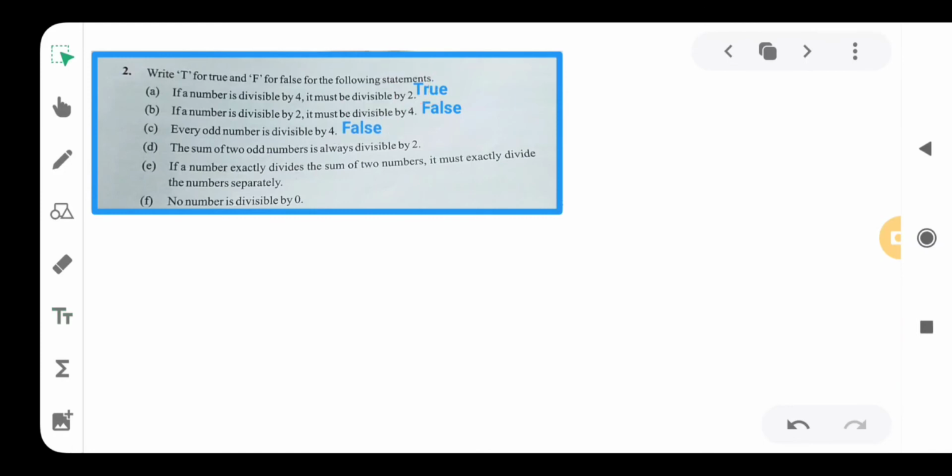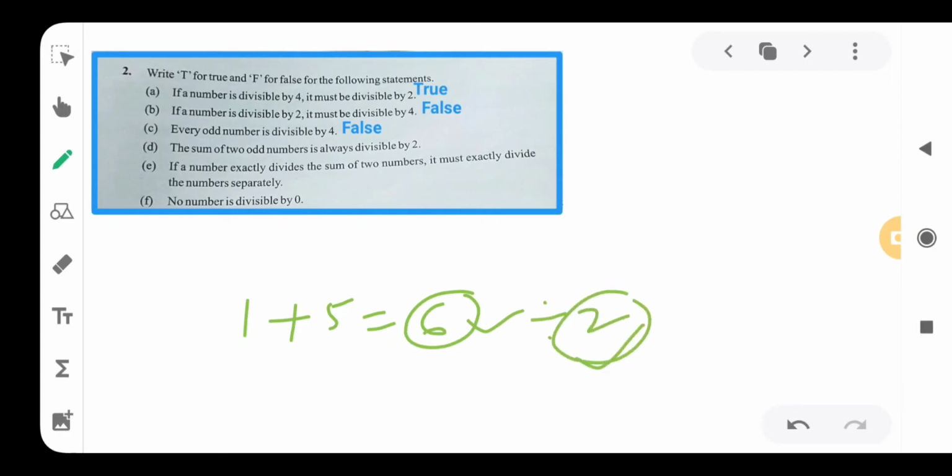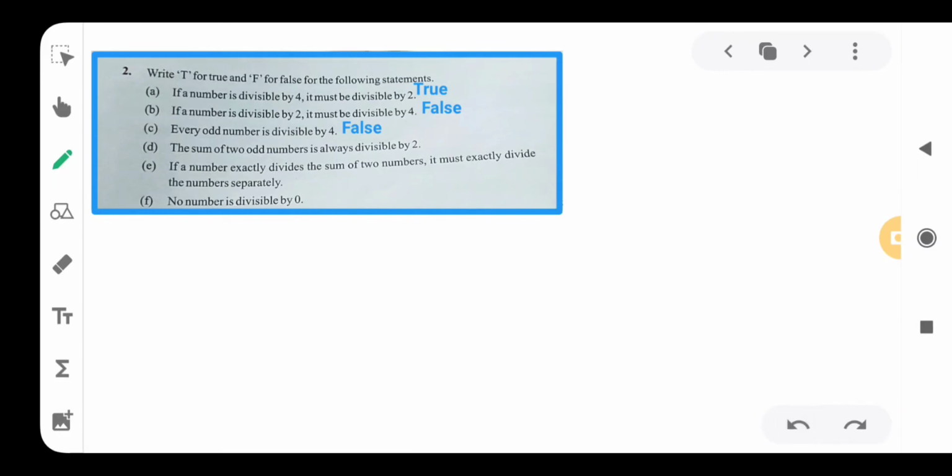Next we are having the sum of two odd numbers is always divisible by 2. Let's check कि दो odd नंबरों का जो addition है, sum है, it will be divisible by 2 or not. I'm going to take one odd number, that is 1, another I am going to take 5, the sum is 6 and 6 is divisible by 2. So that means this statement is true, that the sum of two odd numbers is always divisible by 2. So this statement is true.